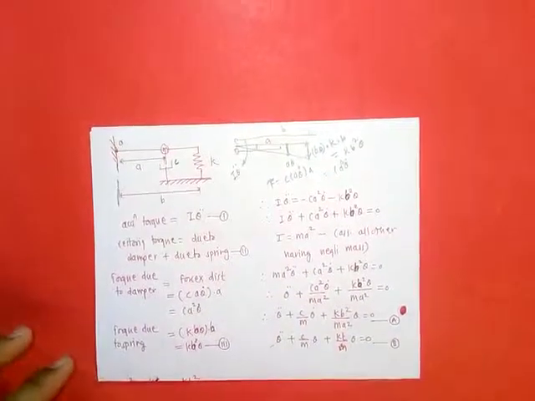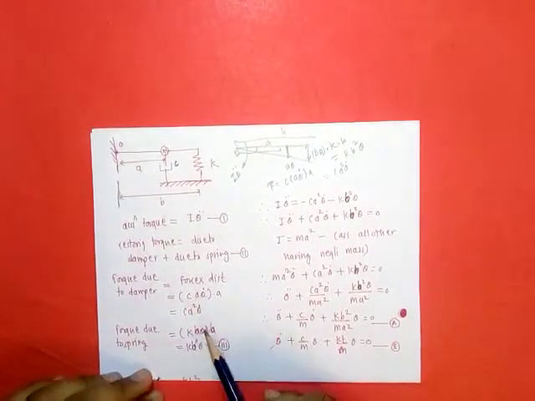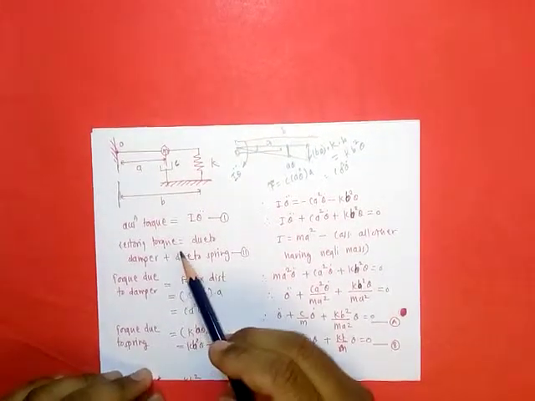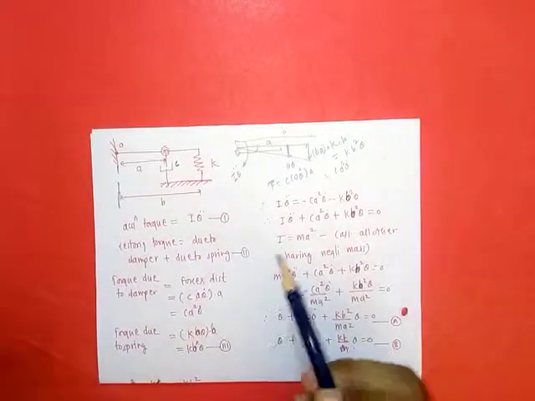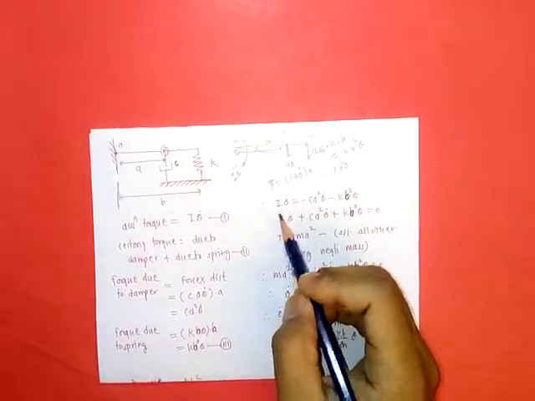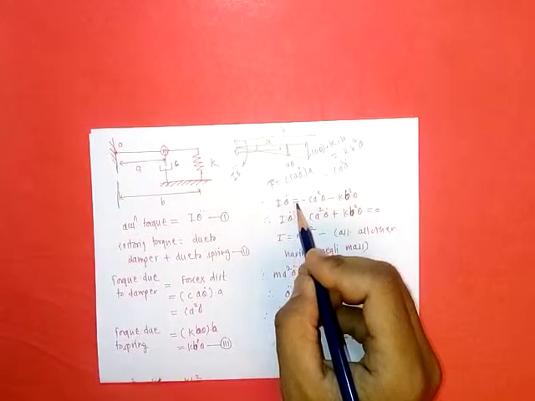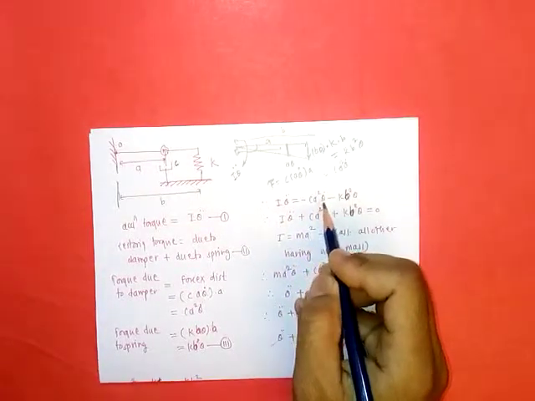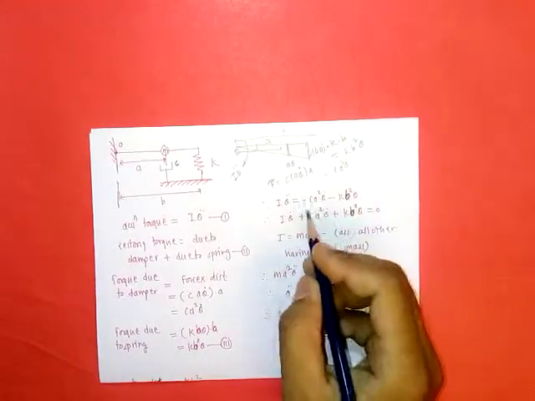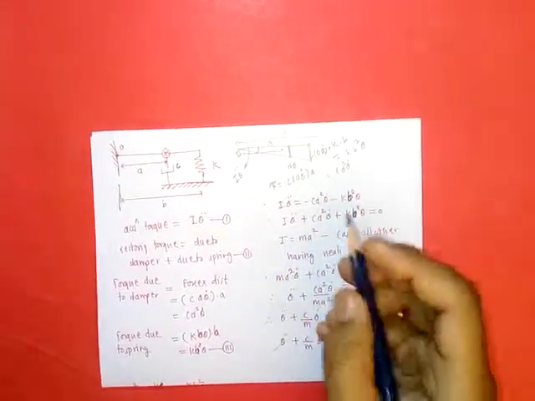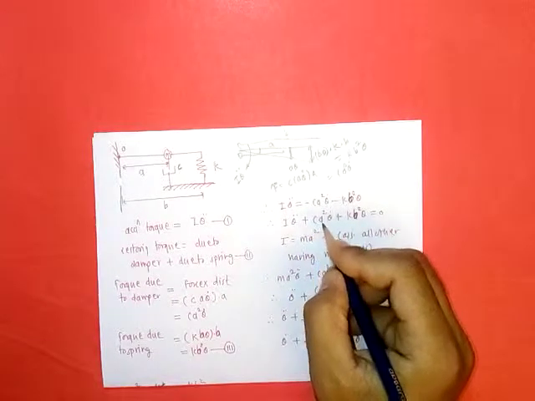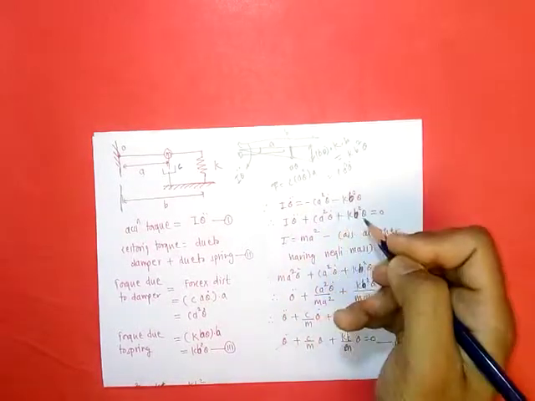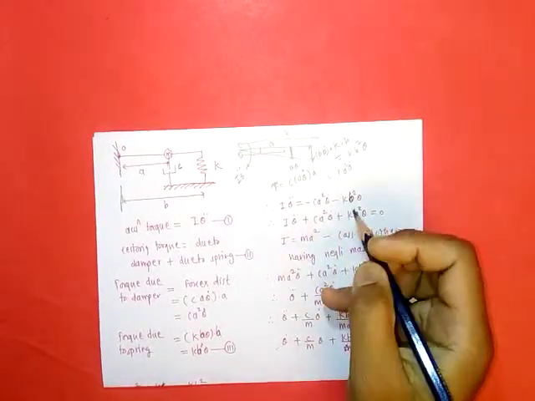Now putting these values in the equation, we have accelerating torque equal to restoring torque. So I theta double dot is equal to minus c a square theta dot minus kb square theta. Adjusting terms, we get I theta double dot plus c a square theta dot plus kb square theta is equal to 0.